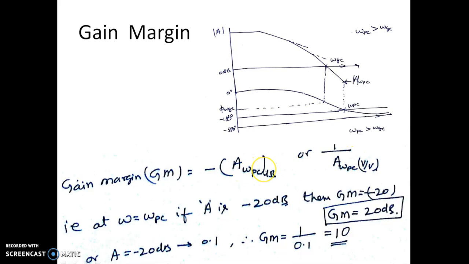So it was said that gain margin can be written either in terms of dBs or in terms of ratio. If it is in dBs, it is minus of the magnitude of the plot at omega equal to omega PC. If you want it in ratios, it is 1 over the magnitude of the gain at omega equal to omega PC. The magnitude of the gain in this particular case is 0.1, so the gain margin is 1 over 0.1, which is 10. In terms of dB, 20 log of 10 is 20 dB. So both the gain margins are the same.